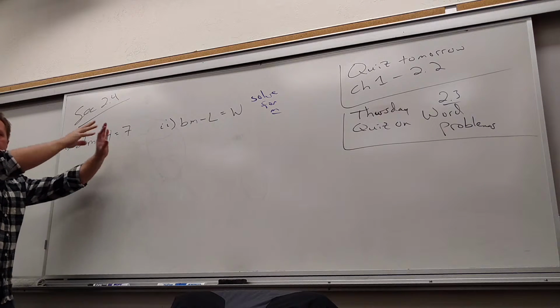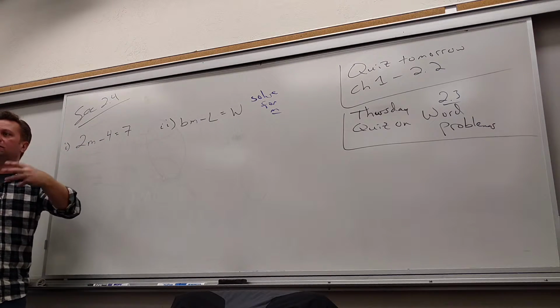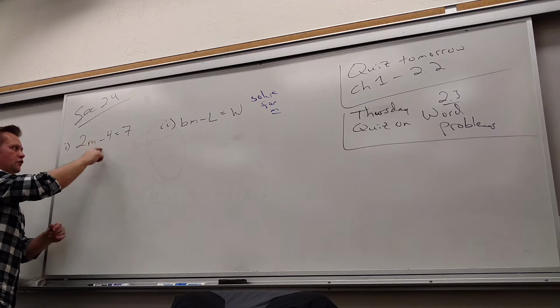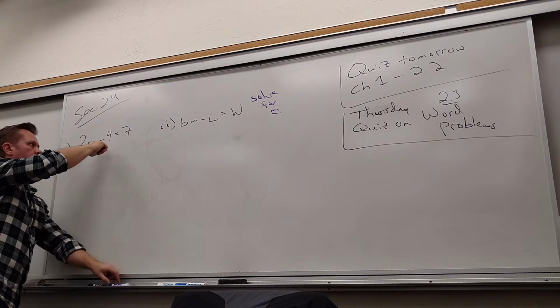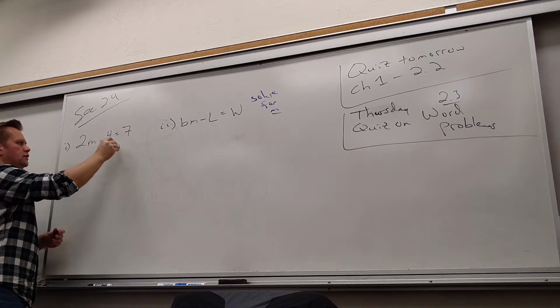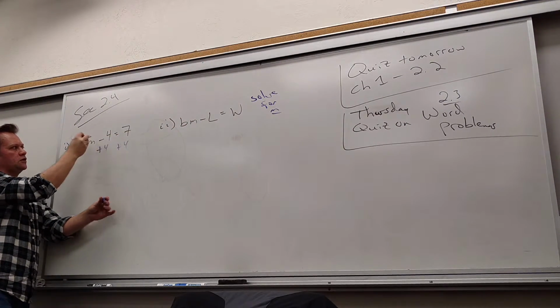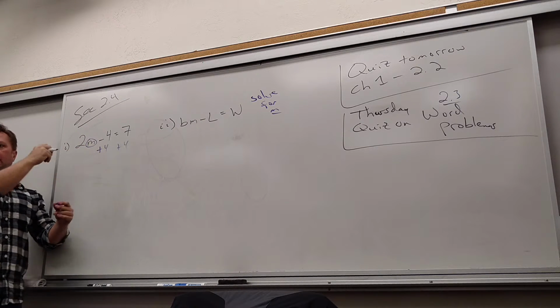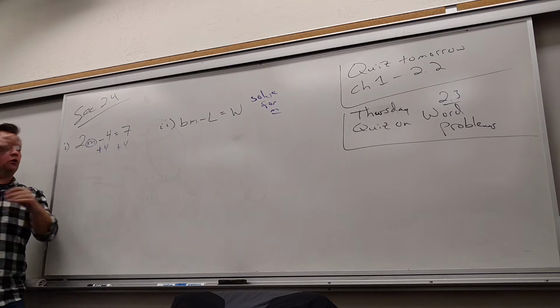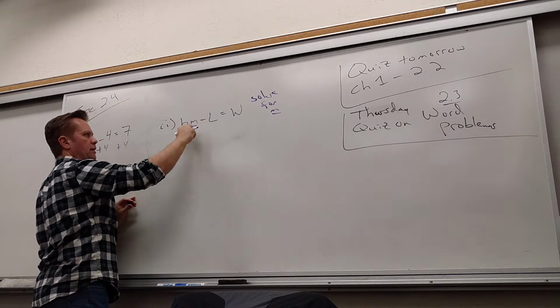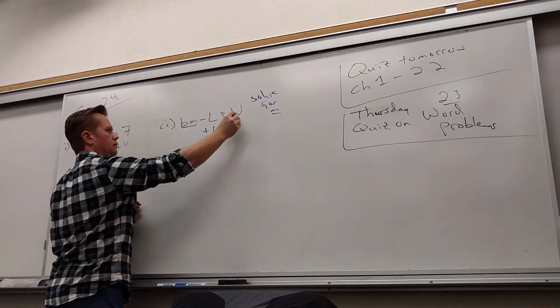The reason I want to do both of these at once is so that you see that you do the same things for the same reasons. What would be the first thing I would do here? Add 4. So what's the equivalent thing to do first over here? Why did you add 4 first? Because that's where my M is, right? So I want to get that by itself. So where's my M? There. So I want to get that by itself. I'm going to add L.